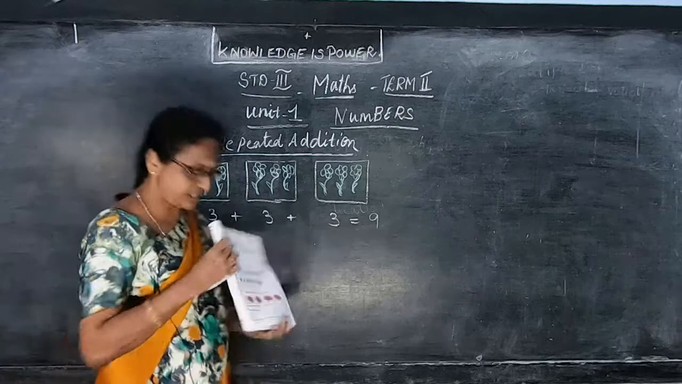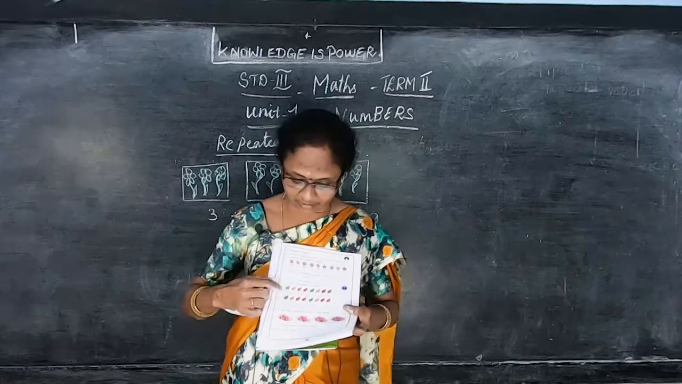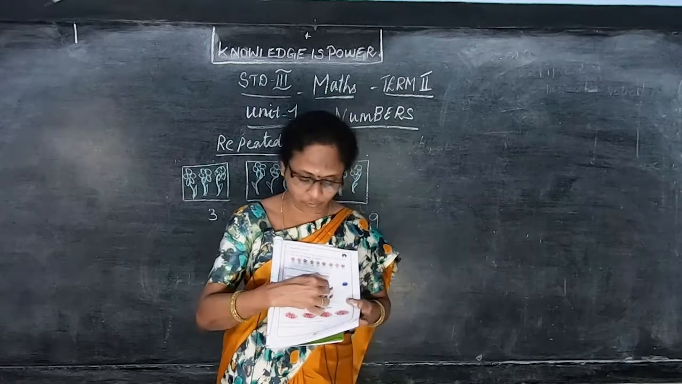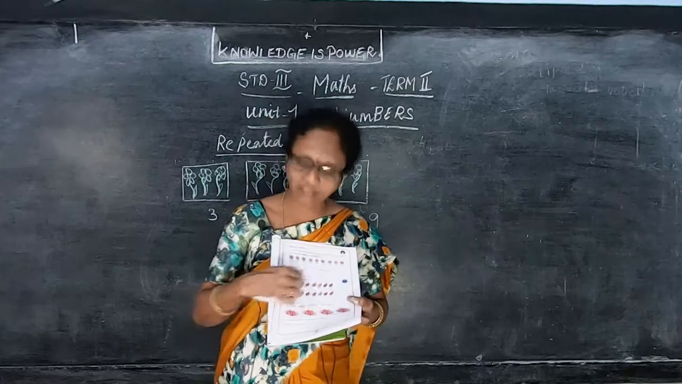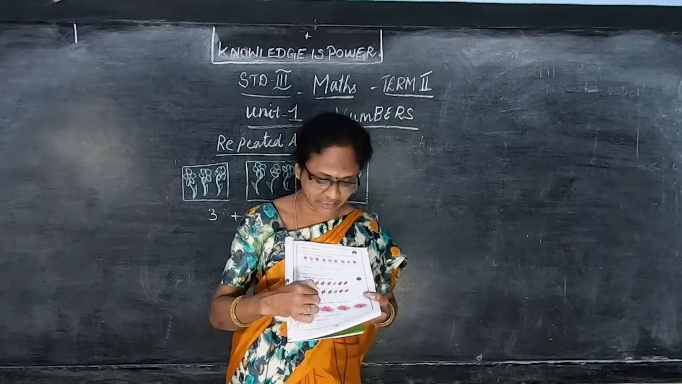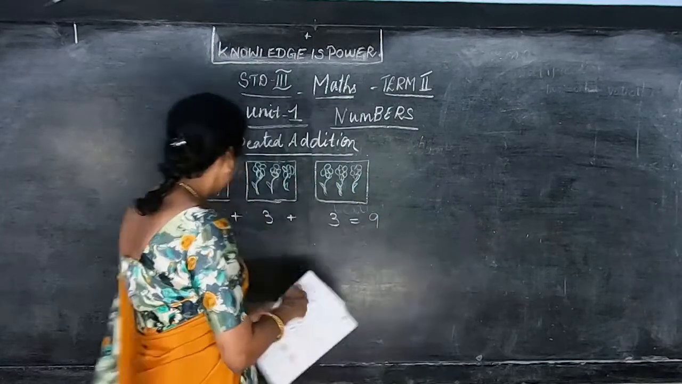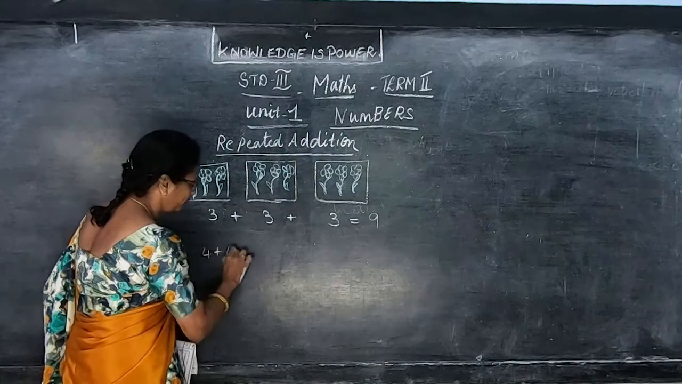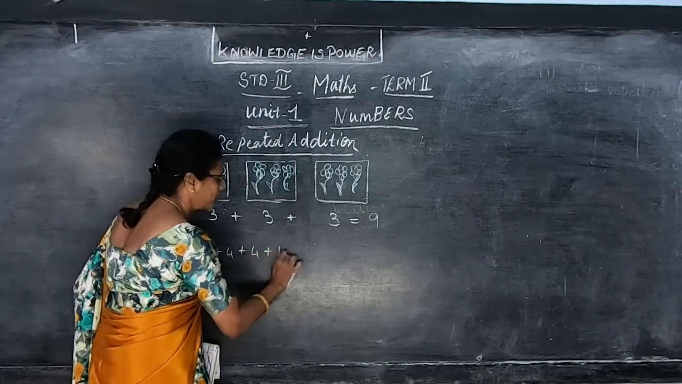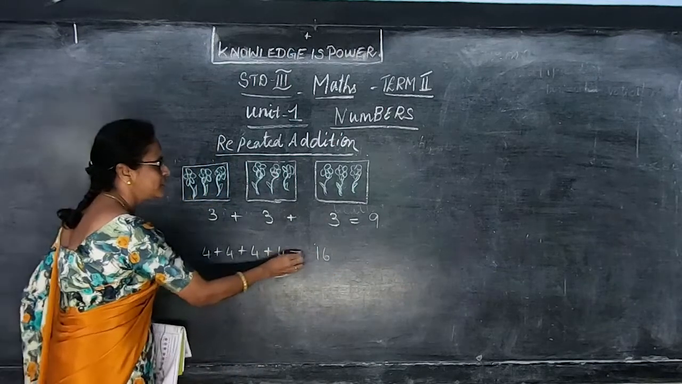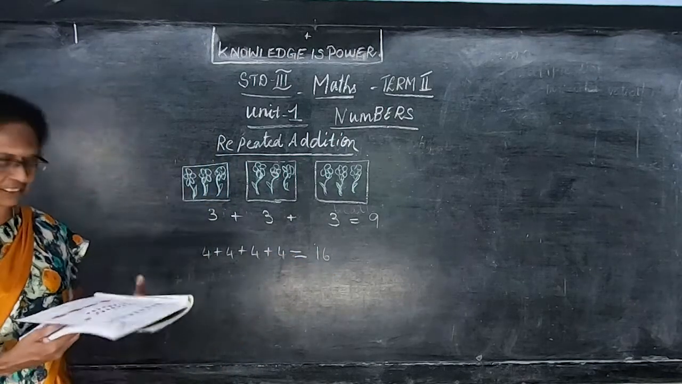Like that, here they are given the 4 leaves. Here 1, 2, 3, 4, 1, 2, 3, 4, and down there 2 groups. So how many leaves are there? 4 leaves are there. How many groups are there? 4 groups. So you have to write 4 plus 4 plus 4 plus 4. The same numbers are repeated again and again. So this is known as the repeated addition.